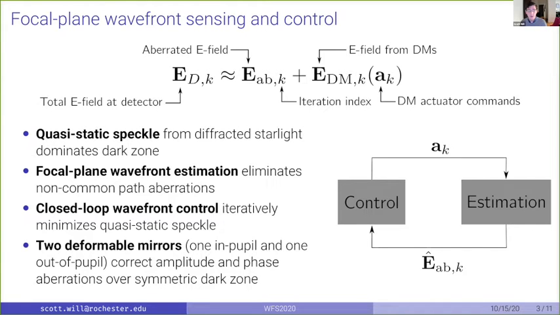Also critical is closed-loop wavefront control that iteratively minimizes this quasi-static speckle that's coherent with the star using two deformable mirrors, usually one in the pupil plane and one out of pupil, which correct amplitude and phase aberrations over a two-sided dark zone. These control and estimation algorithms iterate back and forth between one another so that we iteratively minimize speckle.